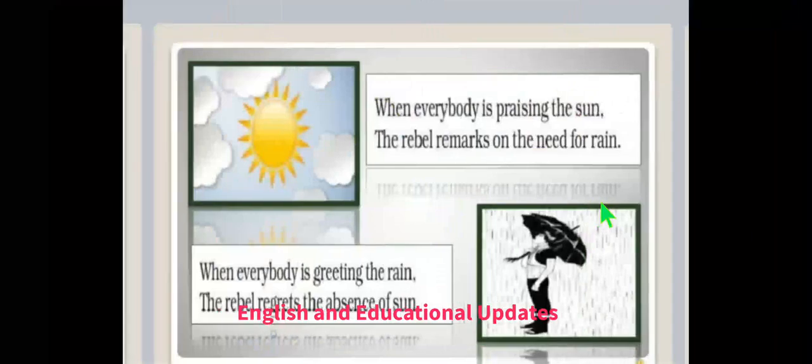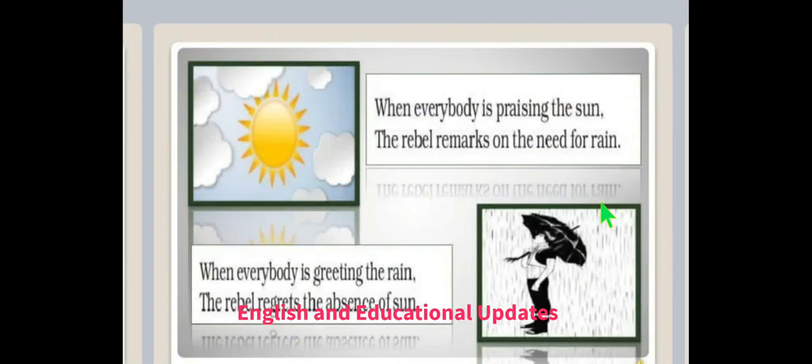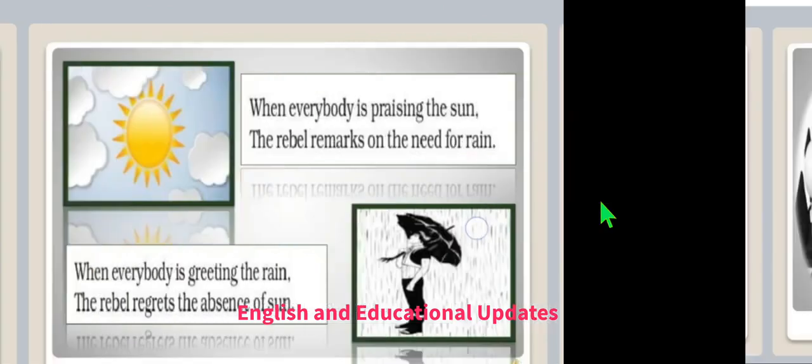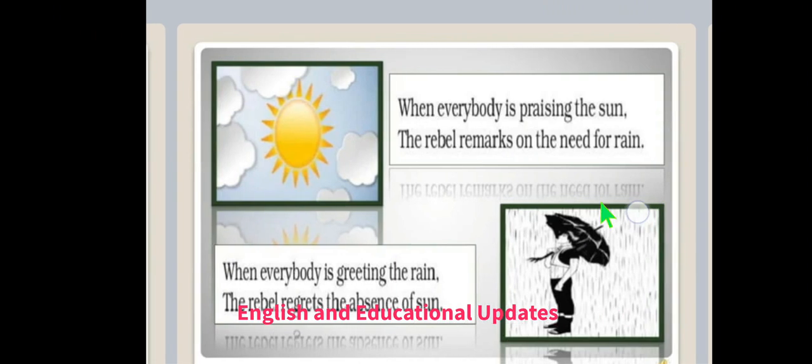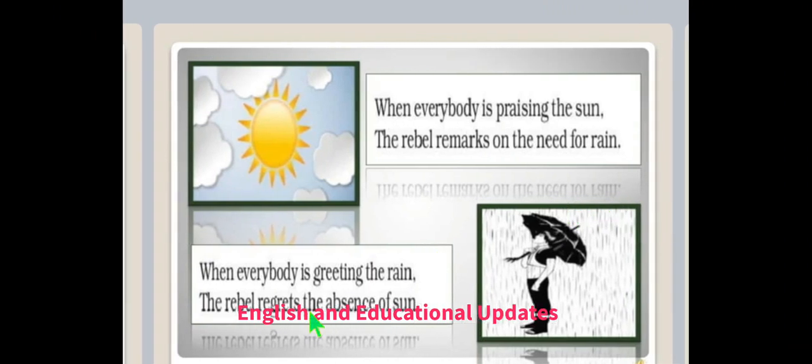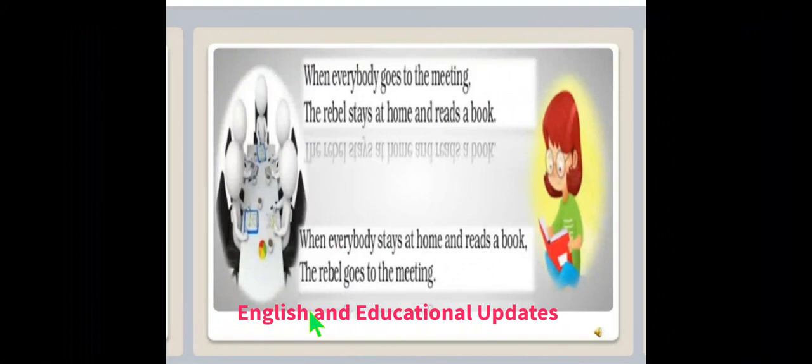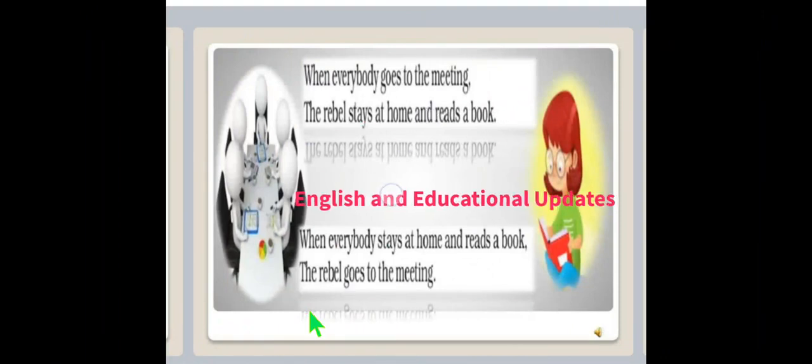Next one. When everybody is praising the sun, the rebel remarks on the need for rain. So here, అందరూ వర్షాకాలం బోరు కొట్టేసింది, సన్ కావాలనుకుంటే మన రెబల్ మాత్రం రెయిన్ ఇంకా కావాలి అని చెప్తున్నాడు. దెన్ ఆపోజిట్, when everybody is greeting the rain, the rebel regrets the absence of the sun. చూడండి, exact opposite action.